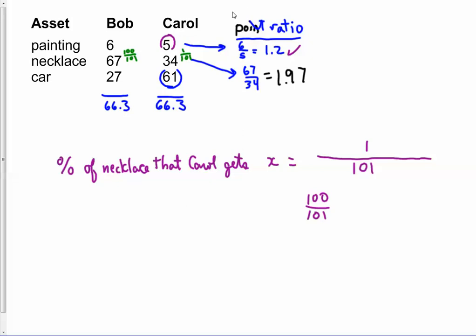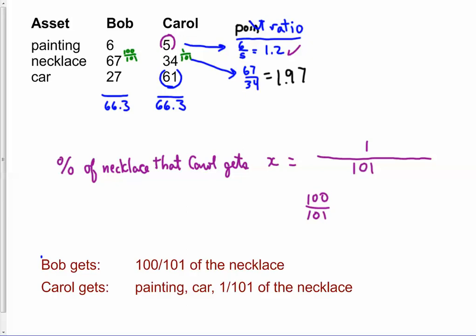So just to sum up what everybody's going to get, Bob will get, again, almost all, but not quite all of the necklace, and Carol gets a painting, car, and a tiny bit of the necklace. Now I know it's a little weird, and this is one of the cons for this procedure, is that one of the assets, one of the items, does eventually have, unless things come out even without doing it, usually one item gets split or shared somehow, and that can be awkward. So having 1/101st of a necklace is kind of weird.